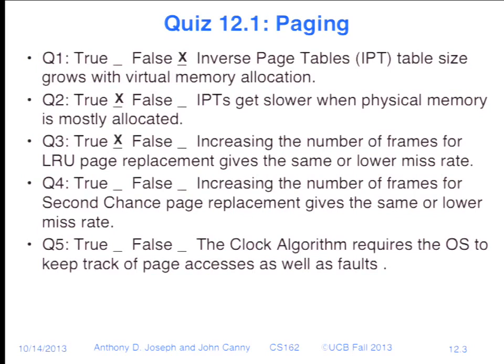All right. What about the same question for second chance? Second chance is an approximation for LRU. Does increasing the number of frames for second chance necessarily give the same or lower miss rate? No, okay, good. So that one, although it's trying to be an approximation, doesn't have that property.